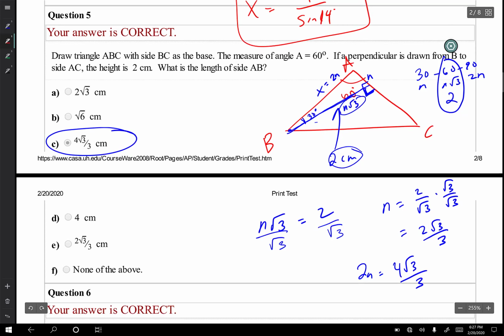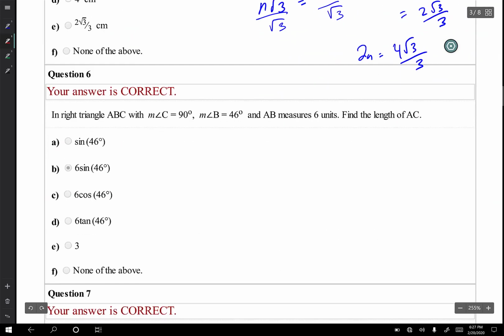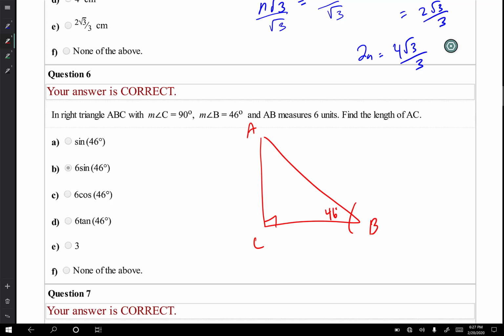All right, let's go to the next one, guys. In a right triangle ABC, with measure of angle C 90 degrees and measure of angle B 46 degrees. Not to scale. There's my C, 90 degrees, AB, and B is 46 degrees. And AB measures 6 units. So 6. Find the length of AC. So I think, what's the best way to go here?